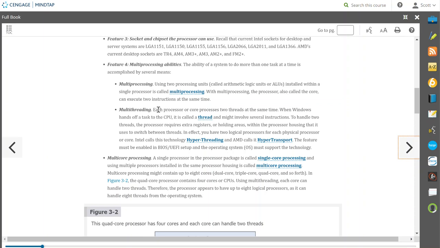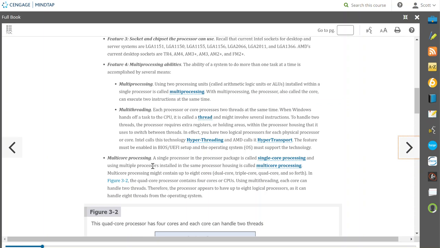Now, these threads could have things to where the processor has to wait for something to come back or wait for another component to do something. So it's just like if you were trying to do two things at once. You can't be in two places at one time, but you can do two things at the same time.